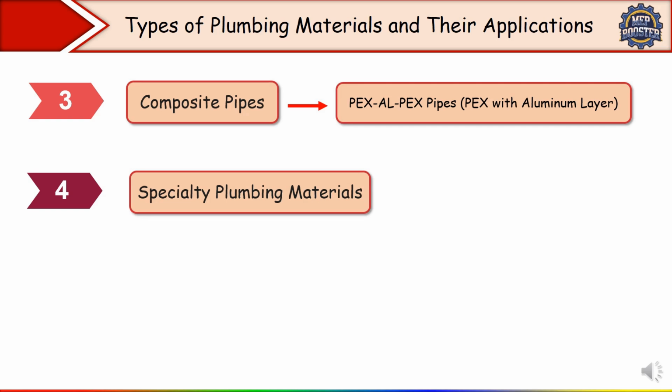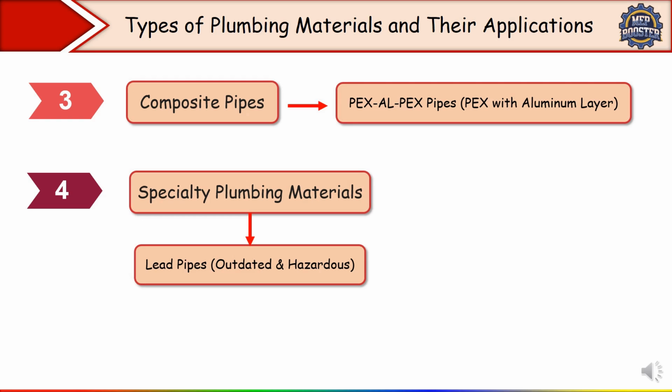Next we have specialty plumbing materials. So this category includes materials that are rarely used today but are still important to understand due to historical usage or specific niche applications. Okay, so see, in that first is given lead pipe, outdated and hazardous. So normally lead pipes were widely used in the early 20th century for water supply and drainage due to its malleability and durability.